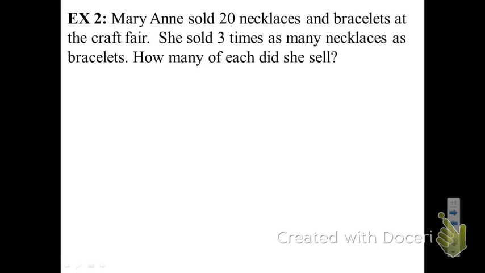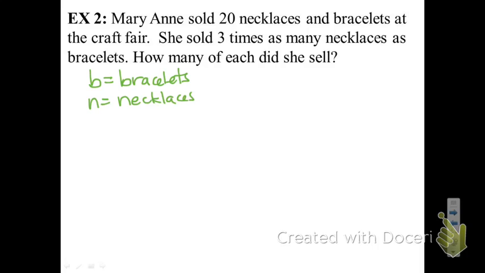Okay, our last example is an application, and it says Marianne sold 20 necklaces and bracelets at the craft fair. She sold 3 times as many necklaces as bracelets. How many of each did she sell? I would like you to define your variables first. I'm going to define them as B for bracelets and N for necklaces.